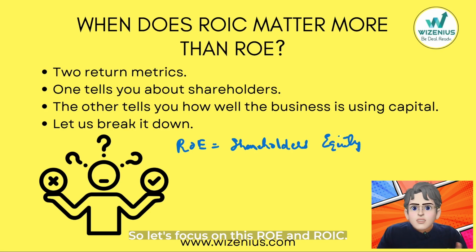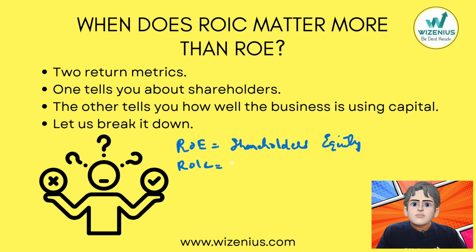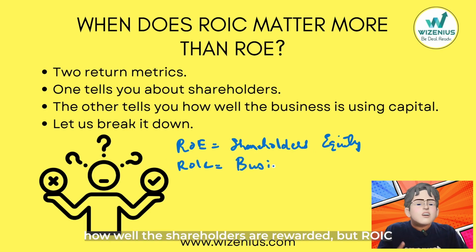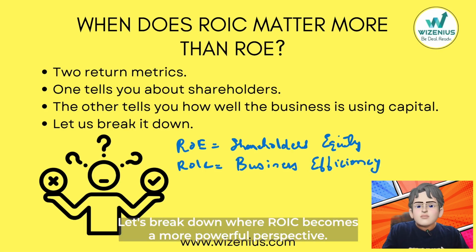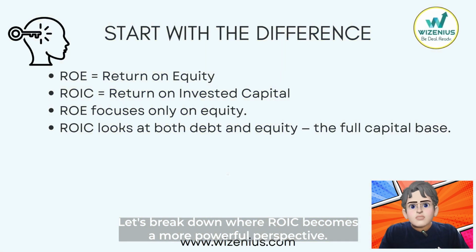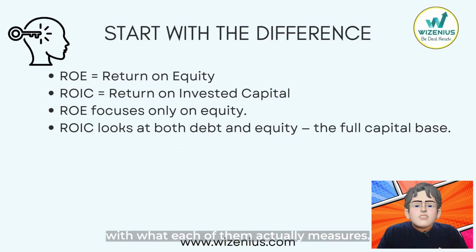ROE and ROIC, both of them are return metrics, but only one gives you the full picture. ROE tells you how well the shareholders are rewarded, but ROIC tells you how efficiently the capital is being used. Let's break down where ROIC becomes a more powerful perspective. Let's start with what each of them actually measures.